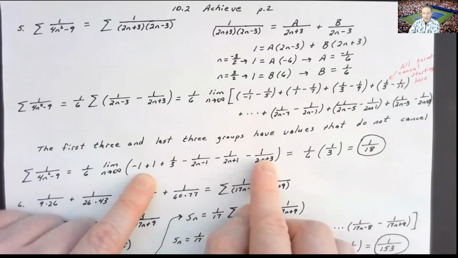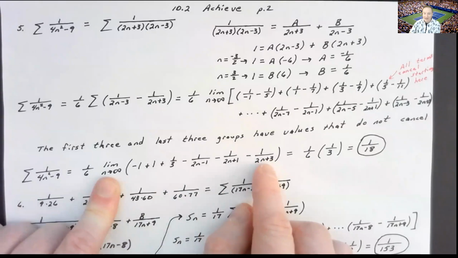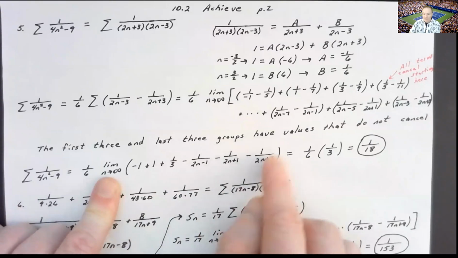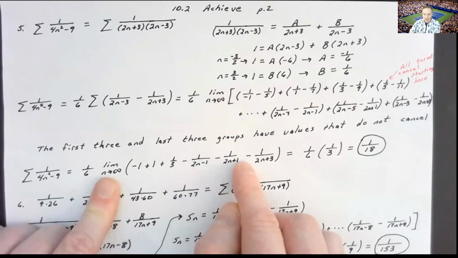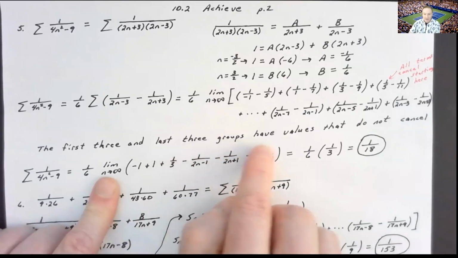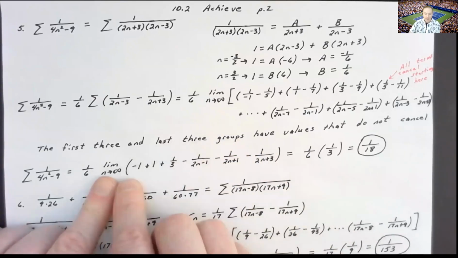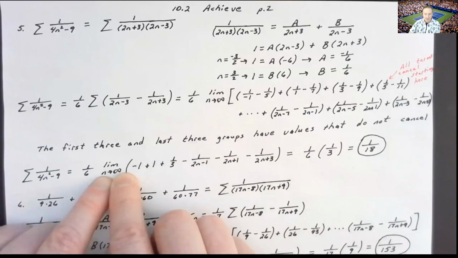No. Why no? Please notice, n is going to infinity. So these last three terms all go to 0. 1 divided by 2 times infinity plus 3, 0. 1 divided by 2 times infinity plus 1, 0. These become negligible as you take your limit as n approaches infinity.